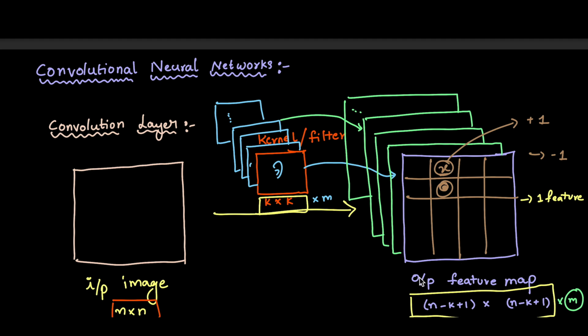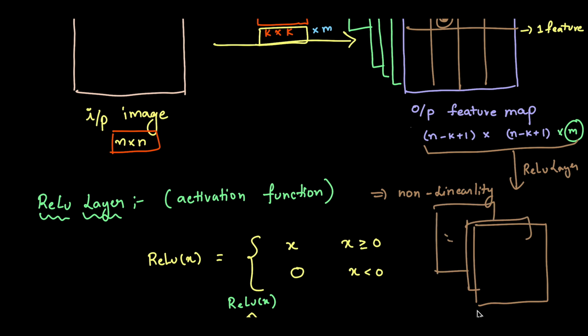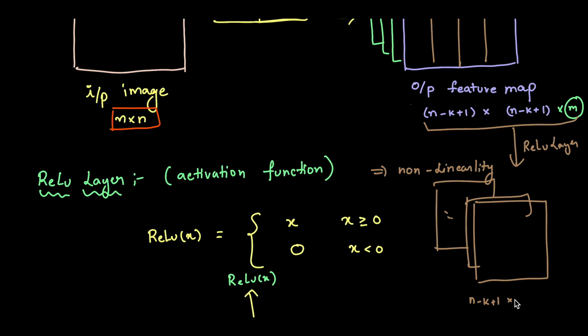Will the dimensions of the output feature map change? What do you think? It will not change, because we are just changing the values, but everything else remains the same, right? So this is the total output feature map that we got out of the ReLU layer. It will also have the same dimensions, that is n minus k plus 1 cross n minus k plus 1 cross m. This is about the ReLU layer, and it helps us in better feature extraction.